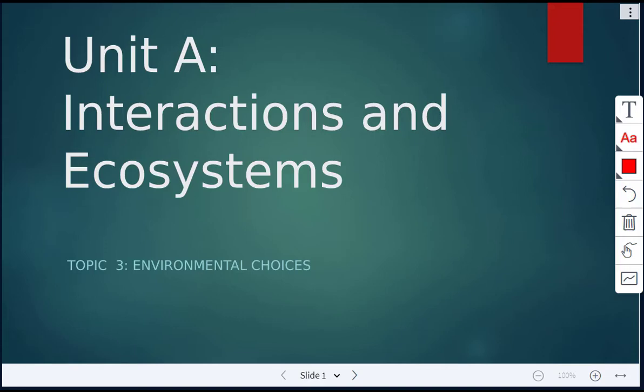All right, so today's lesson is on topic 3, and topic 3 is called environmental choices. Last class we had looked at the human impacts on environments and human impacts on ecosystems. So today we're going to focus on environmental choices.